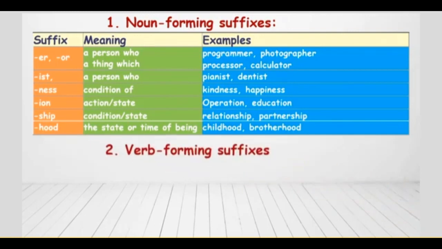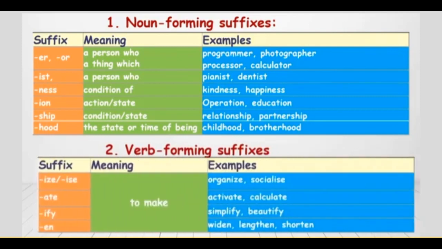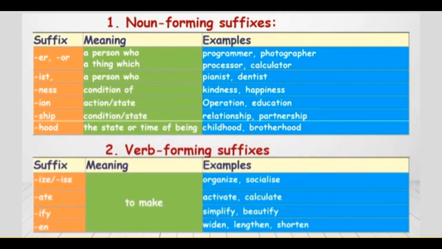Now, the second chart is verb forming suffixes. You can form verbs using suffixes such as IZE or ISE. You can form verbs using ATE, IFY or EN. And the meaning of these suffixes is to make, to make something. The first suffix example here is organize, socialize. So you have IZE or ISE, no different. One is American English and the other one is British English.